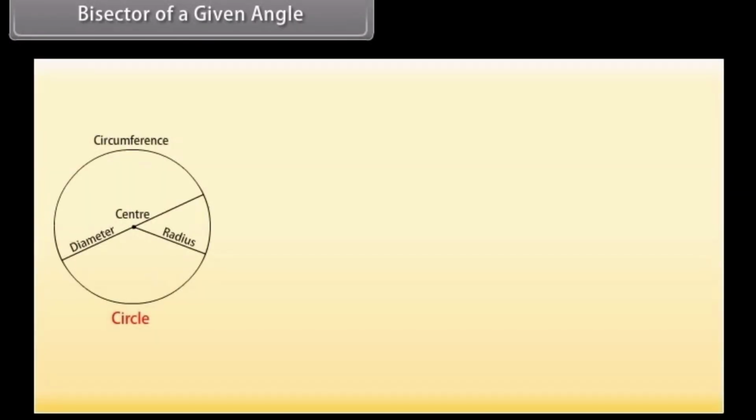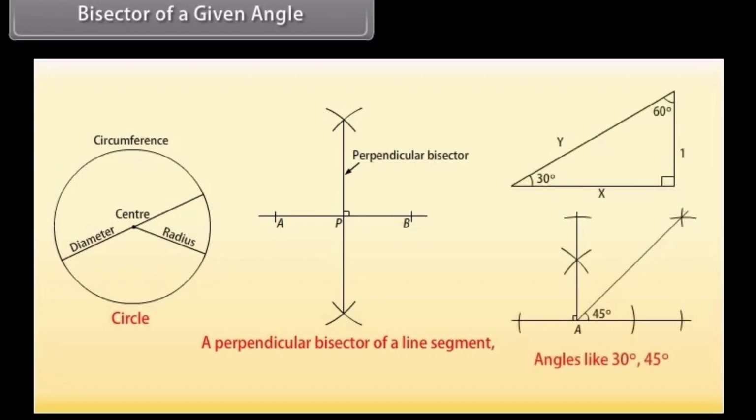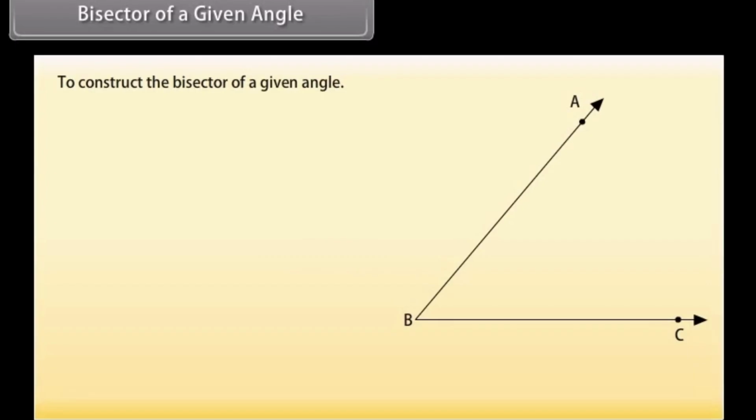Bisector of a given angle. Friends, we know how to construct a circle, a perpendicular bisector of a line segment, angles like 30 degree, 45 degree. Now we will learn to construct the bisector of a given angle. Let us take an angle ABC. We have to construct the bisector of this angle.